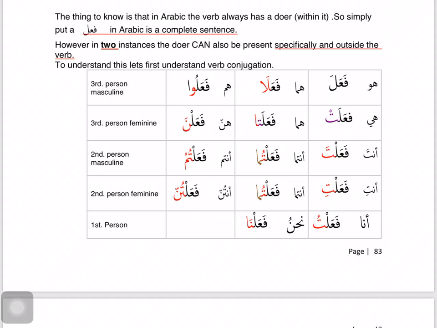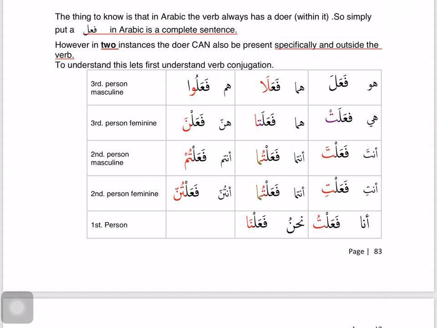Please note, from hunna there will be a sukoon on the third radical. Each of the letters in the root is called a radical. So fa, ain, lam, these are all pure root letters. The first letter is called the fa radical. For instance, in dhahaba, the first letter is dhal.